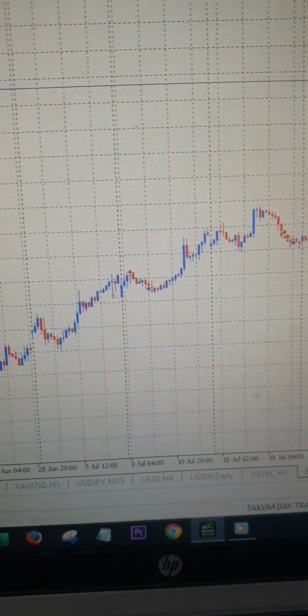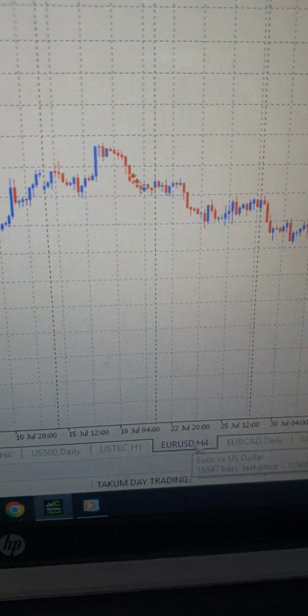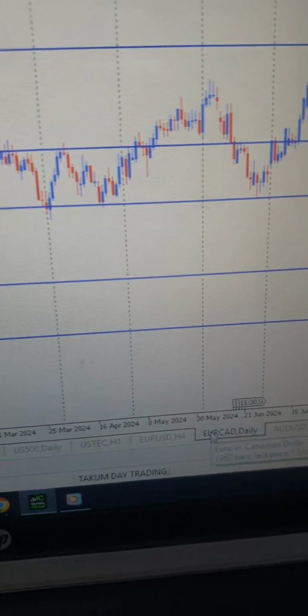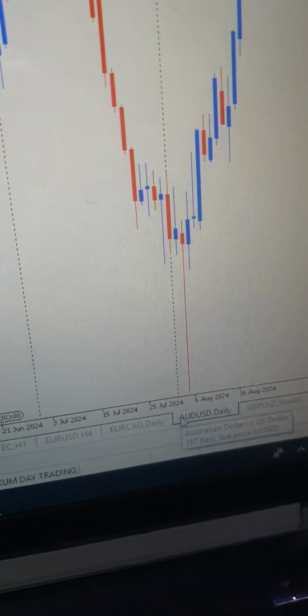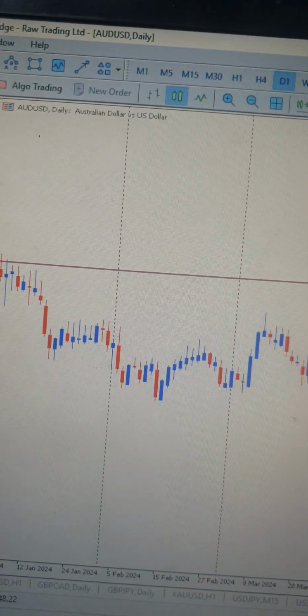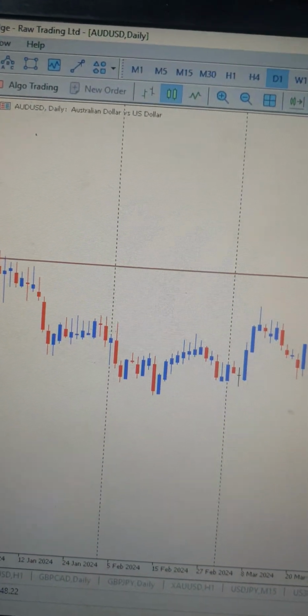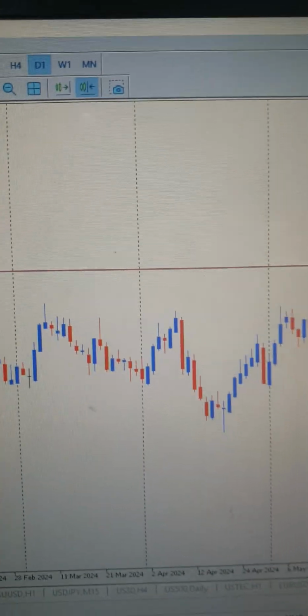So we also have the Euro USD I was talking about. We have our Euro USD, our Euro CAD, and the Australian USD. I really haven't liked this Australian USD for a while now. You see, when you look at it, there's no line, there's no chart. When I look at the chart and go back, there are a lot of wicks. I don't like it when I see a lot of wicks like that.